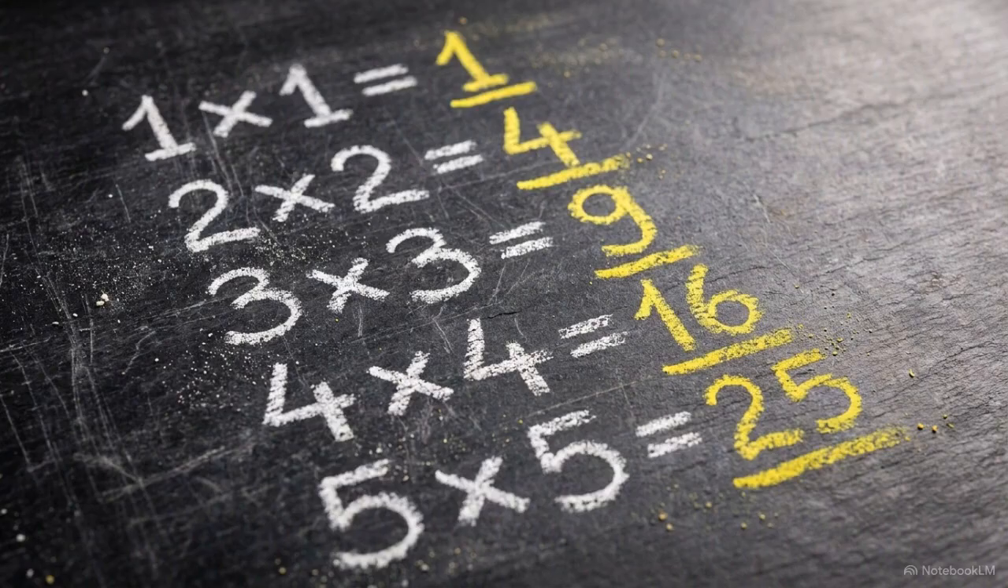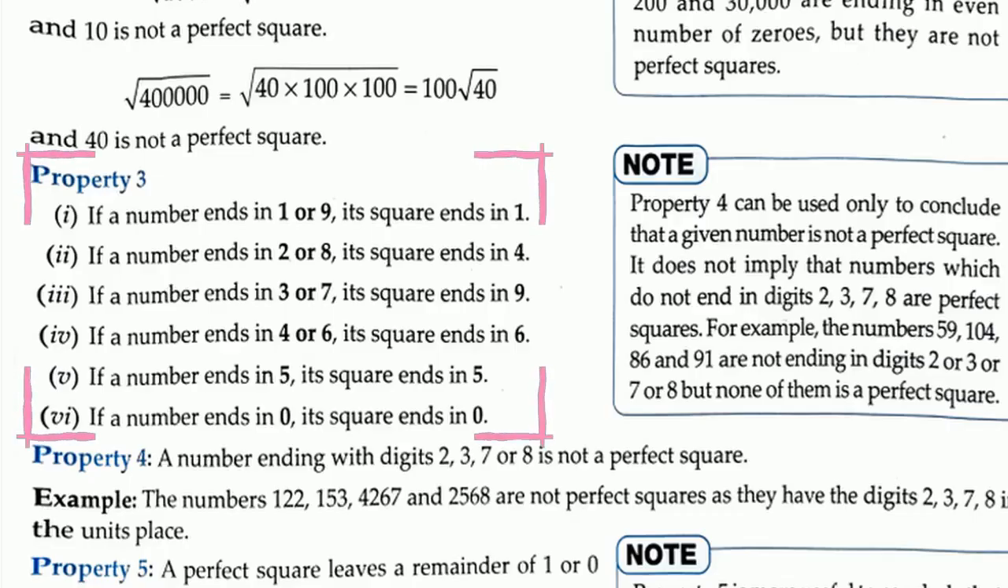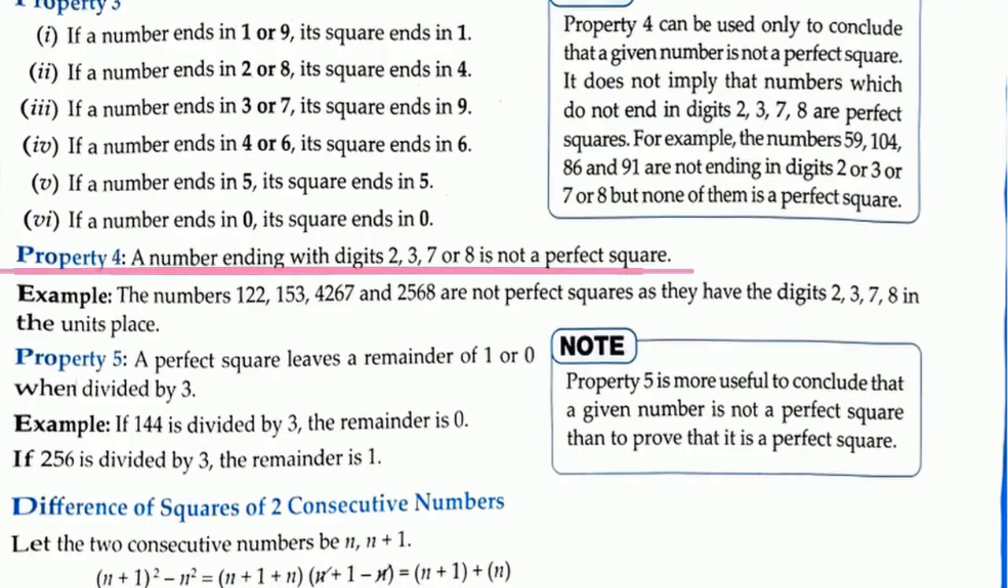The mechanics of multiplication create rigid patterns in how square numbers end. While the final digit can't always confirm a number is a square, it allows us to immediately identify numbers that are impossible. As seen in property 3, every perfect square is restricted to ending in 0, 1, 4, 5, 6, or 9. This creates a rapid elimination tool, shown in property 4. Any number ending in 2, 3, 7, or 8 is impossible. For example, 122 and 153 are rejected instantly.